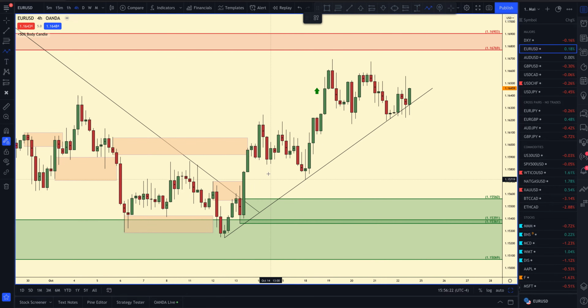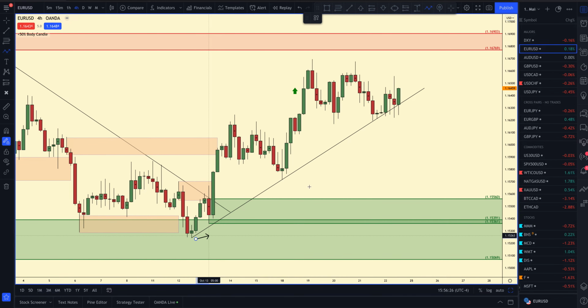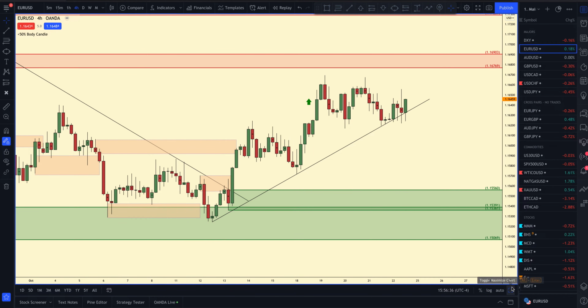You get all of my zones on the weekly, daily, 4-hour, and 1-hour chart. You get all of my correct trend lines and all of my trends. As you see here, an up arrow means we are in an uptrend. And I track all of this on a daily basis.